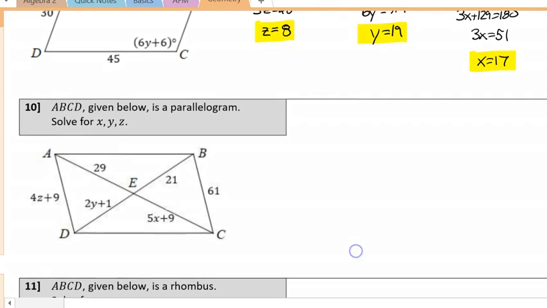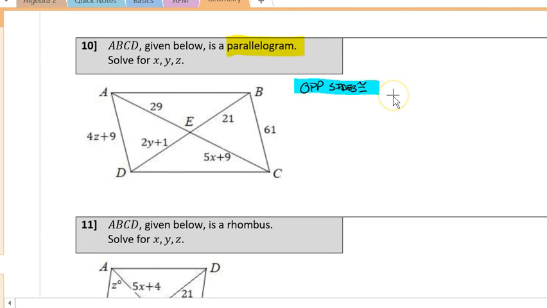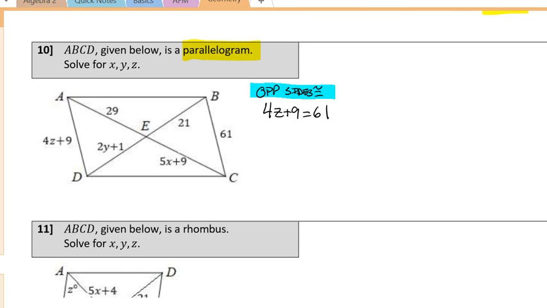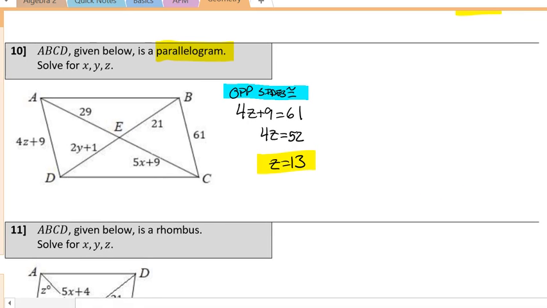Number 10, we are once again given a parallelogram and asked to solve for x, y, and z. The first relationship we're going to use in a parallelogram we could see is that once again opposite sides are congruent. Setting up the relationship, 4z plus 9 is equal to 61. Setting up a two-step equation that we can go ahead and solve, giving us that z is equal to 13.